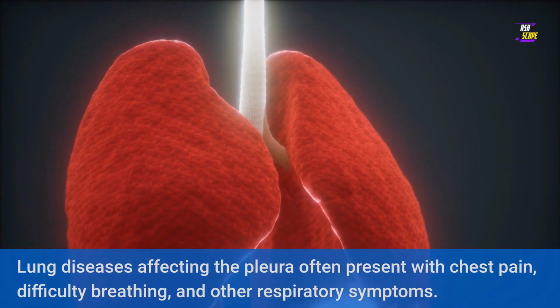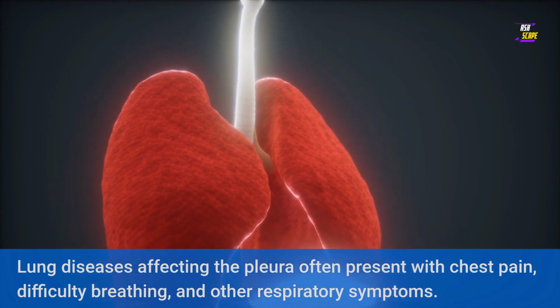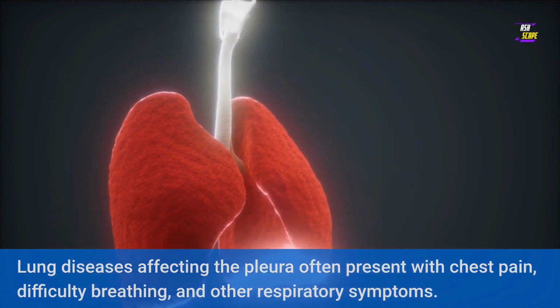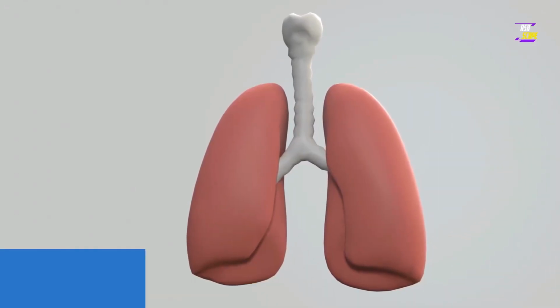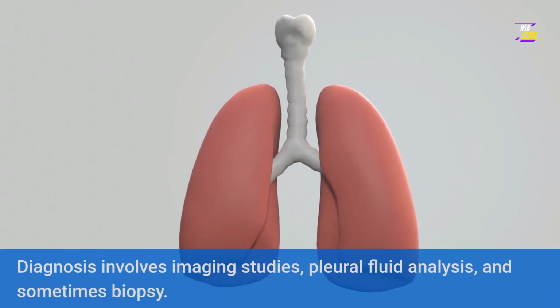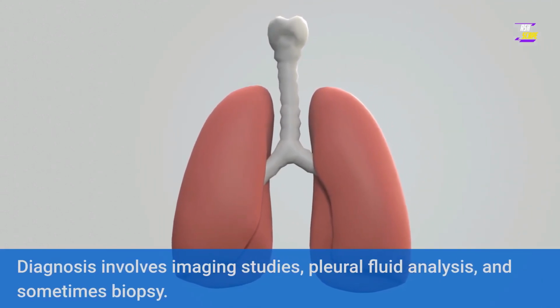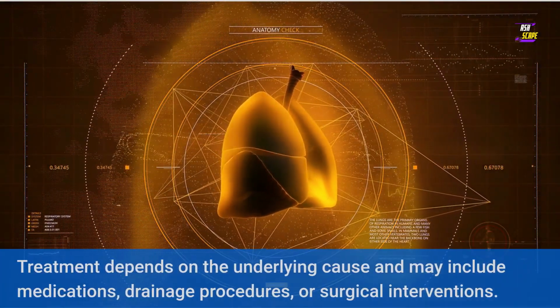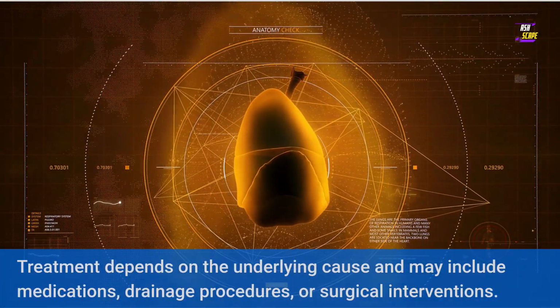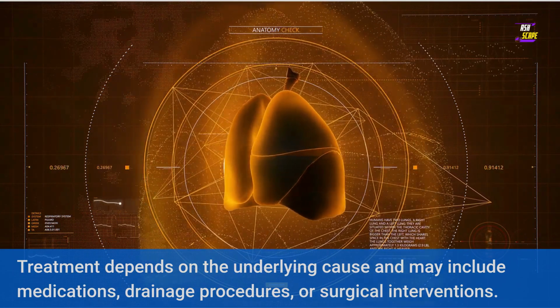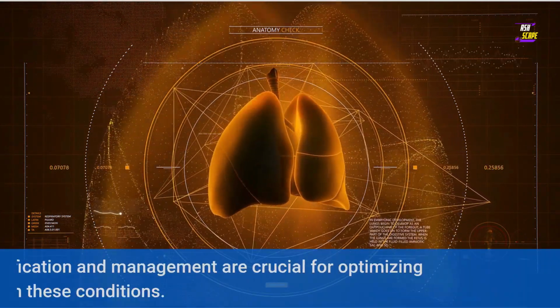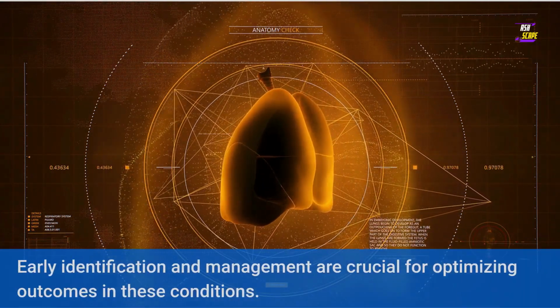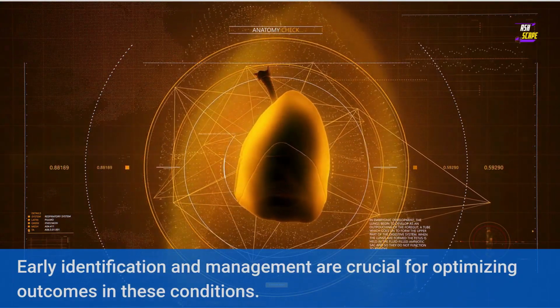Lung diseases affecting the pleura often present with chest pain, difficulty breathing, and other respiratory symptoms. Diagnosis involves imaging studies, pleural fluid analysis, and sometimes biopsy. Treatment depends on the underlying cause and may include medications, drainage procedures, or surgical interventions. Early identification and management are crucial for optimizing outcomes in these conditions.